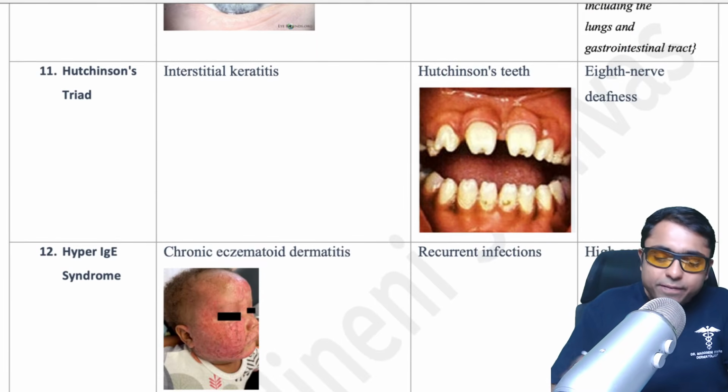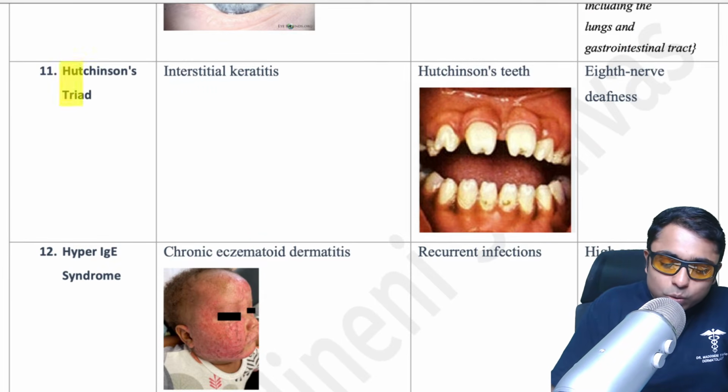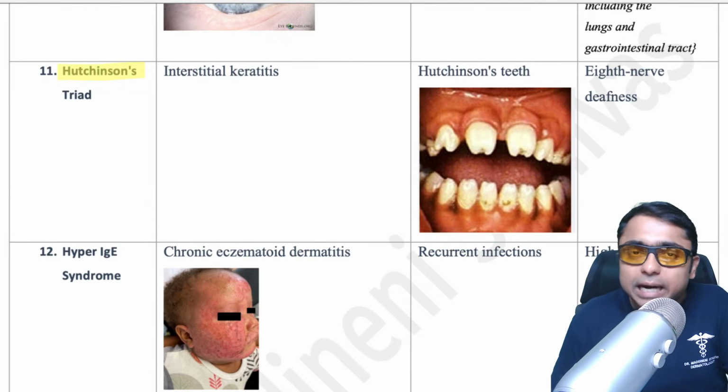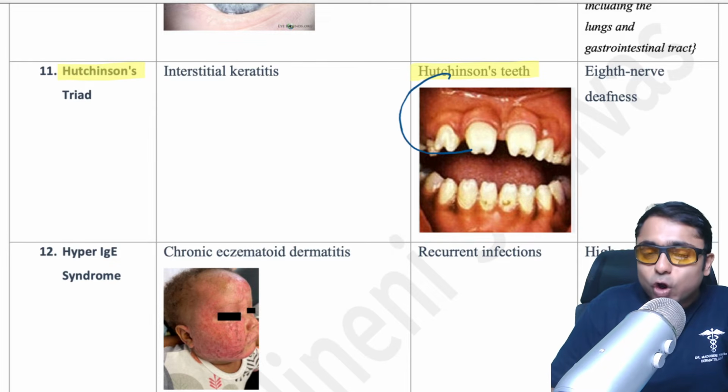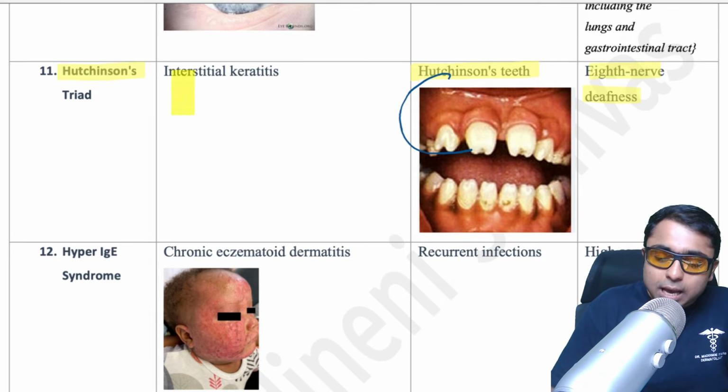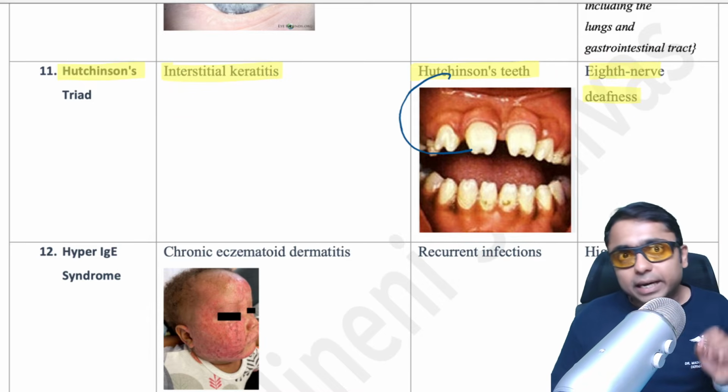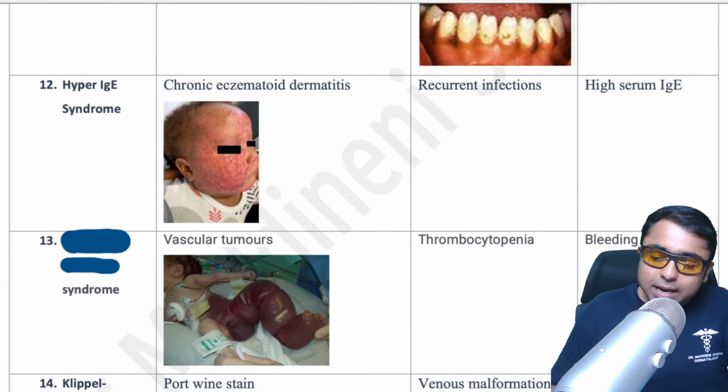So next is a very famous and very well-known triad called Hutchinson's triad, seen in the case of late congenital syphilis. Patients are going to have Hutchinson's teeth. So you can see here the notched central incisors. There's going to be sensorineural hearing loss, and there's going to be interstitial keratitis. So this is Hutchinson's triad.